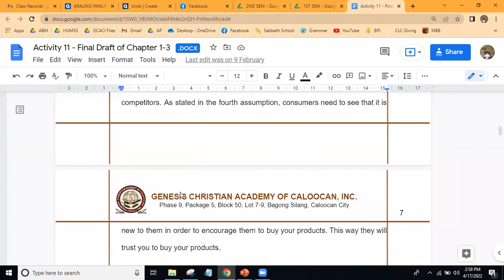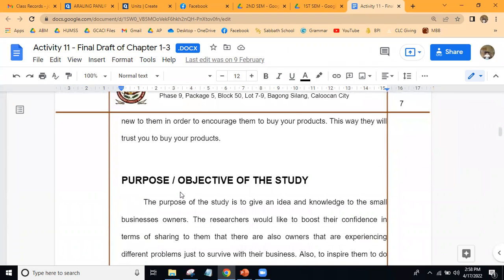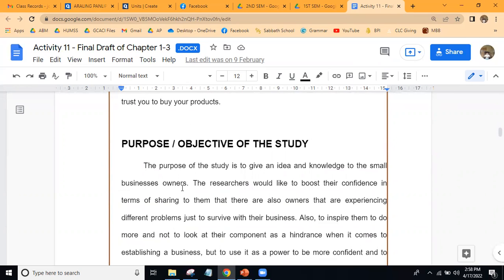Now, let's continue. Purpose and objective of the study. Dito ninyo inanarrate: ano ba ang purpose? Bakit ito ang napili ninyong topic? So, what is your purpose? Ano ba ang gusto ninyong patunayan? Anong gusto ninyong mangyari? Bakit ganyan ang iyong research?